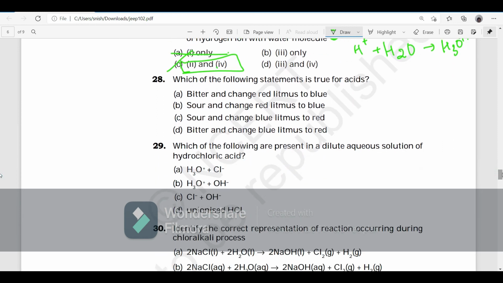Next, which of the following is true for acids? I'm sure that in your classes you would be taught that B is for bitter, B is for base, so you can remember that bases are bitter. So you can eliminate these two. Here, acid will turn blue litmus paper red, so it should be the third option.